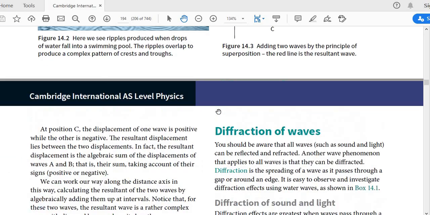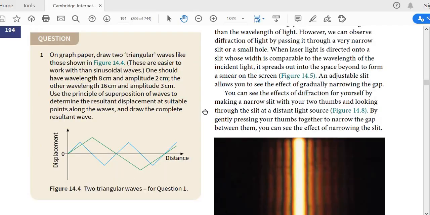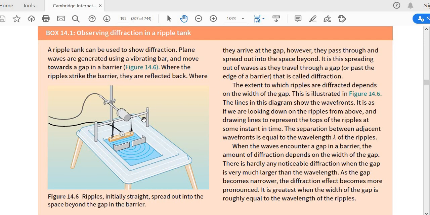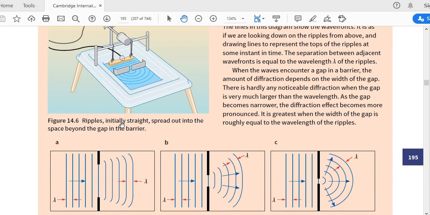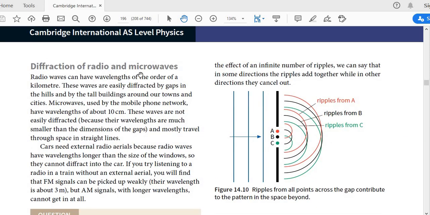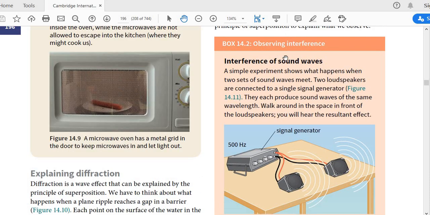Okay, then we have diffraction. All waves can be reflected, refracted and diffracted. Okay, then this is some example with the ripple tank. This is called a ripple tank, and so we will see diffraction of water waves, diffraction of electromagnetic waves, for example radio waves, microwaves, interference of waves.